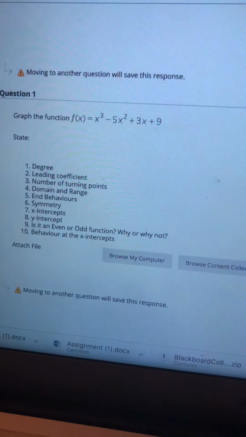For the domain and for the range, because the graph keeps going infinitely, and this keeps going infinitely, the domain and the range would be x is equal to any real number and y would be any real number, just because it keeps going and there isn't a specific limitation to either the x or the y coordinates.